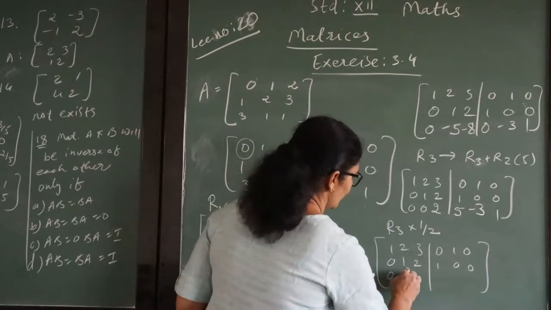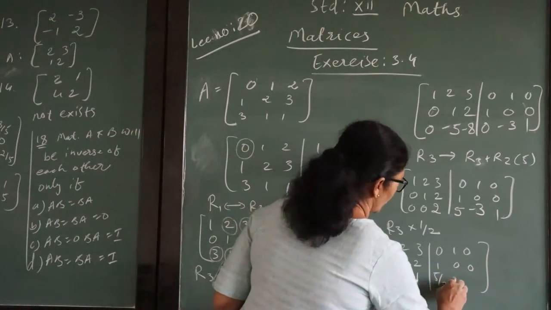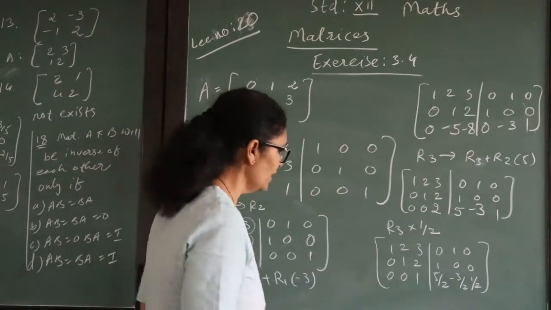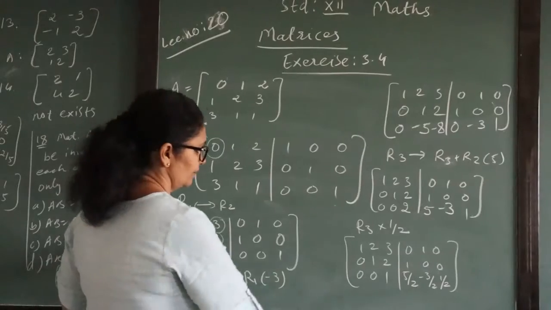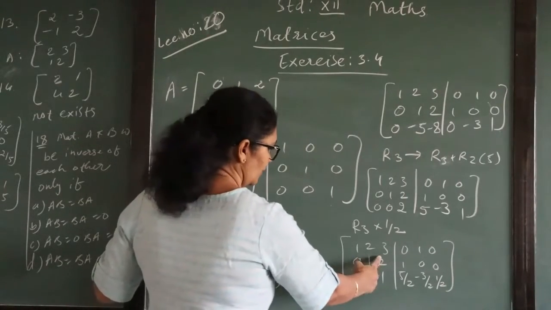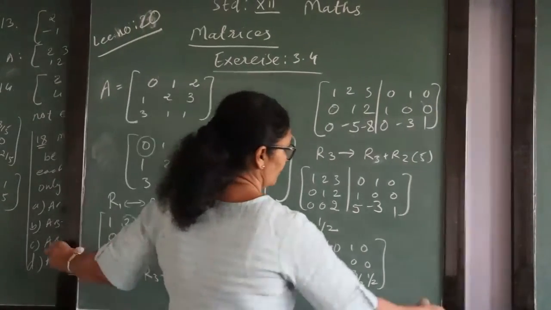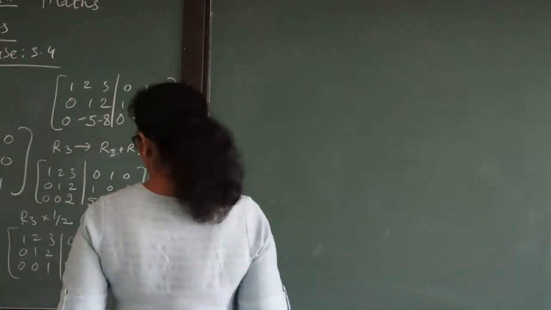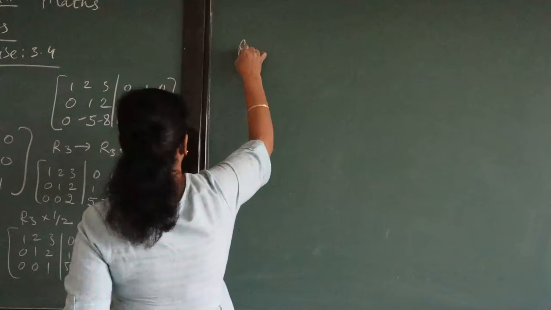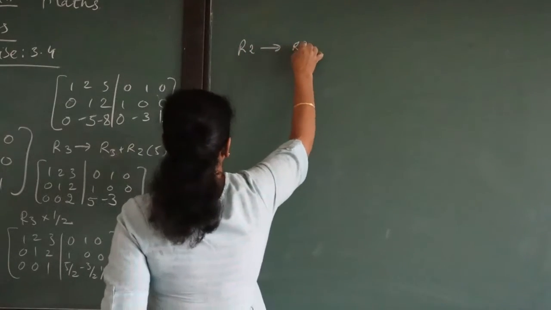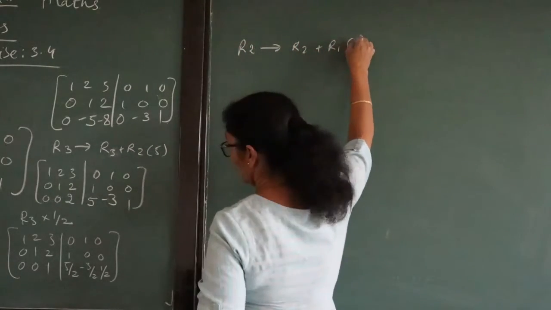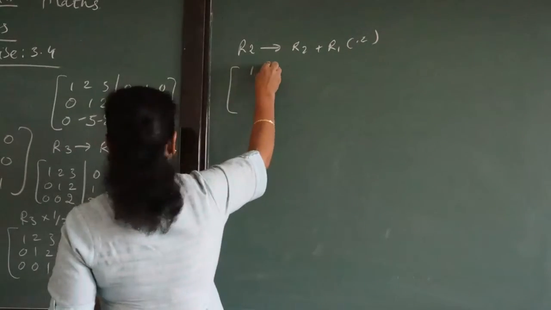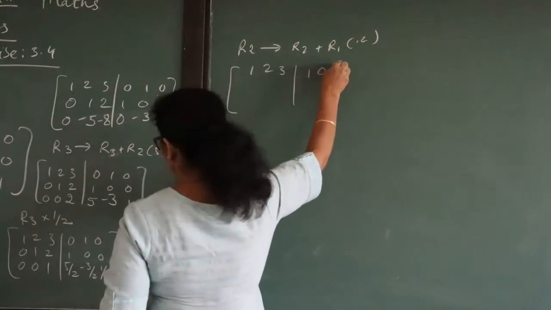Now let's divide it by 2 and 1 by 2. Now easy, we are getting 1 here. Now we don't want this 2. So first what we will write? Just we write for R2, R1 multiplied with minus 2 and added in. So the first one we will keep as it is.